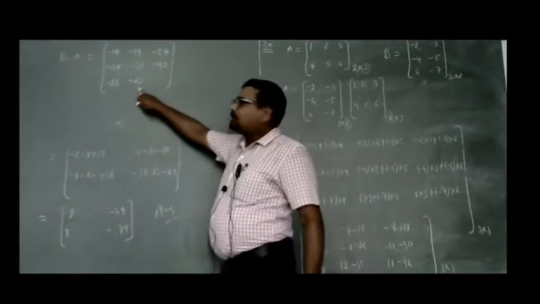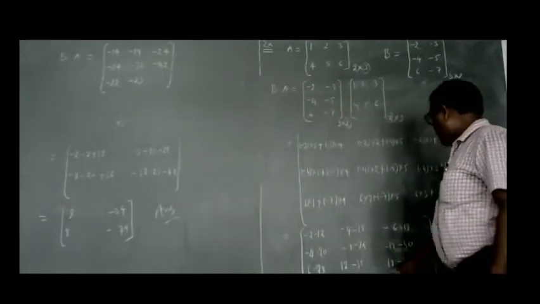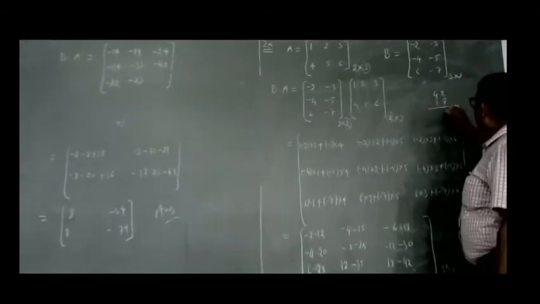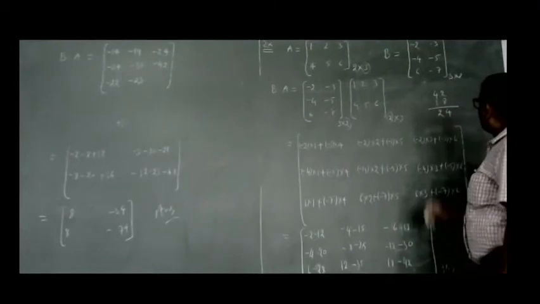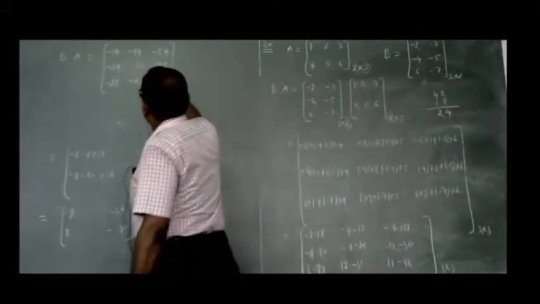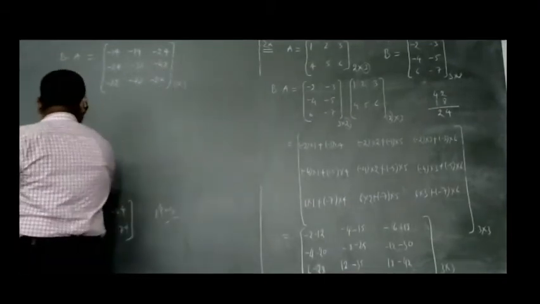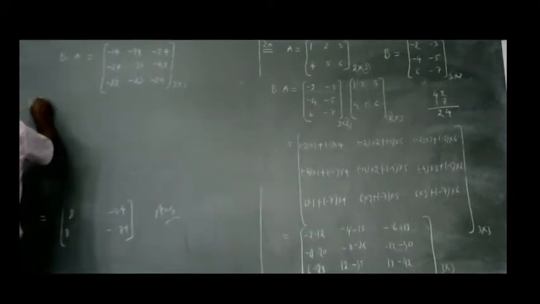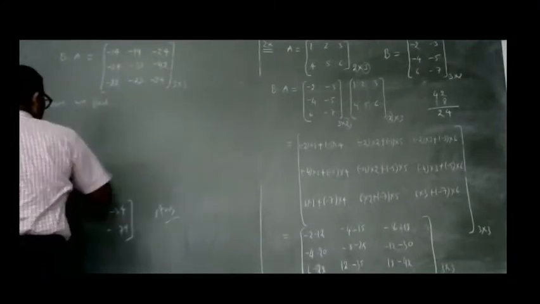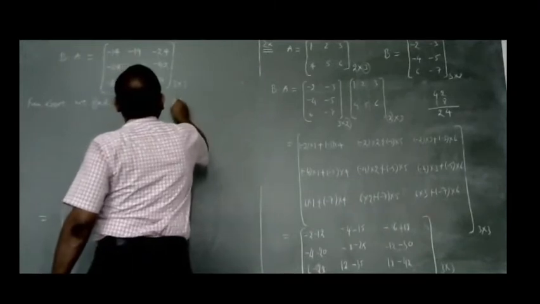42 minus 23, and here 42 minus 18, that will be 12, and this will be 2, so it will be minus 24, minus 24. This is a matrix of 3 cross 3, and from above we find A into B is not equal to B into A.